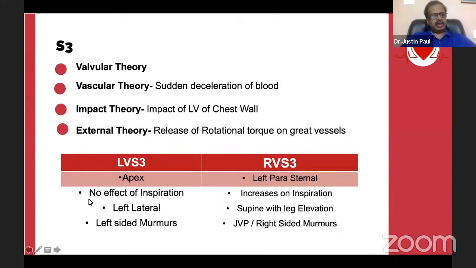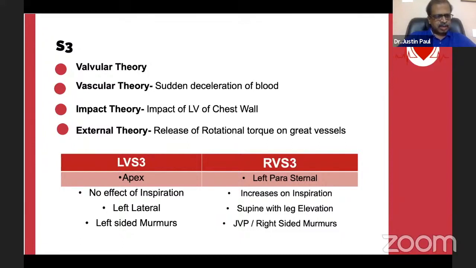I'm seeing some questions. Is there a difference between a giant and a Canon A wave? A Canon A wave is generally the name used when the atria is contracting against a closed AV valve. That is the time we use the name Canon A waves. For any other cause of a large A wave, when it is large, you can use the term giant.